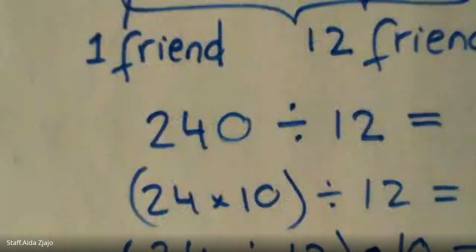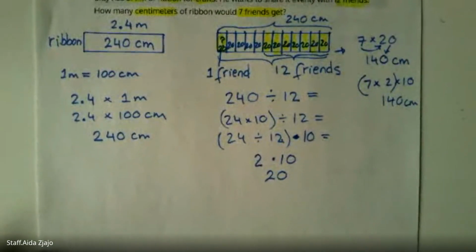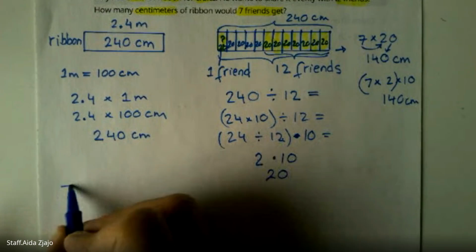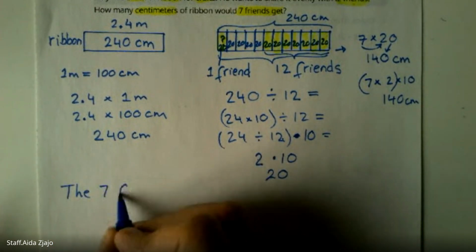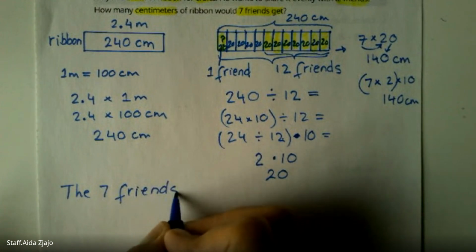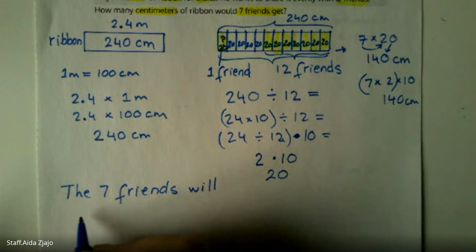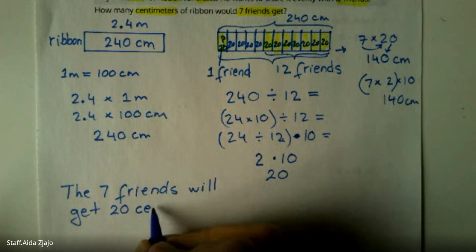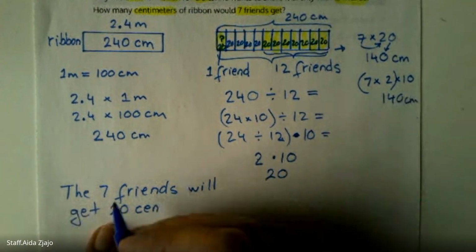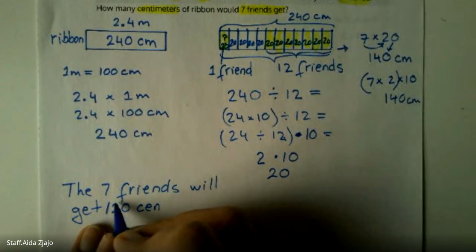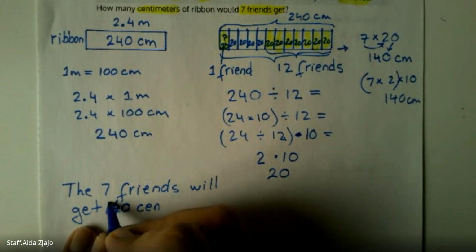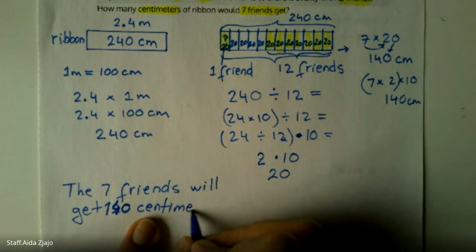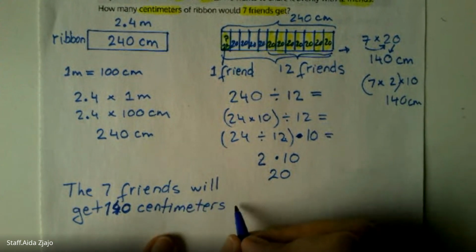Now we need to write the answer. How many centimeters of ribbon would 7 friends get? The 7 friends will get 20, no, sorry, 140. 140. See how easy it is to make a mistake. 140 centimeters of ribbon.